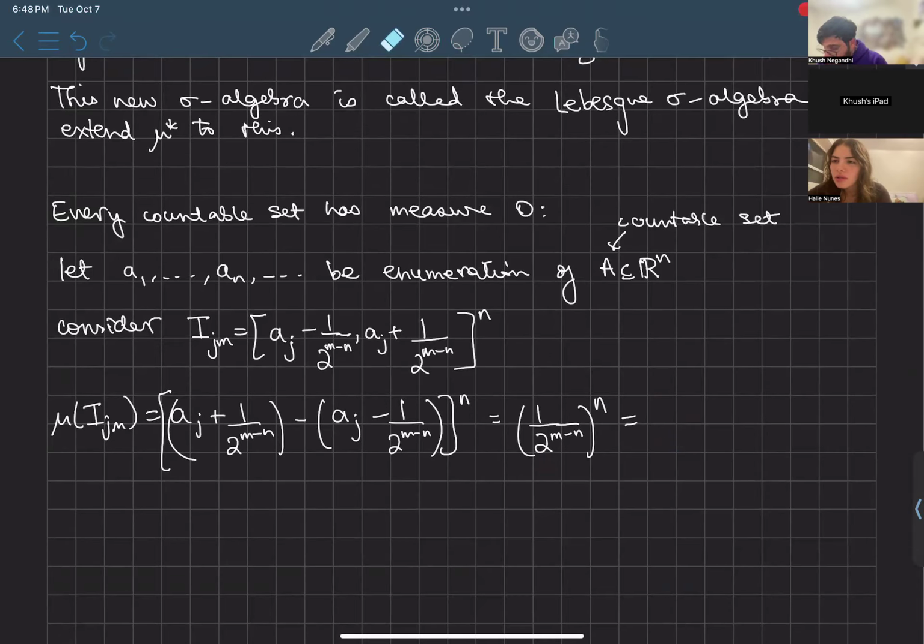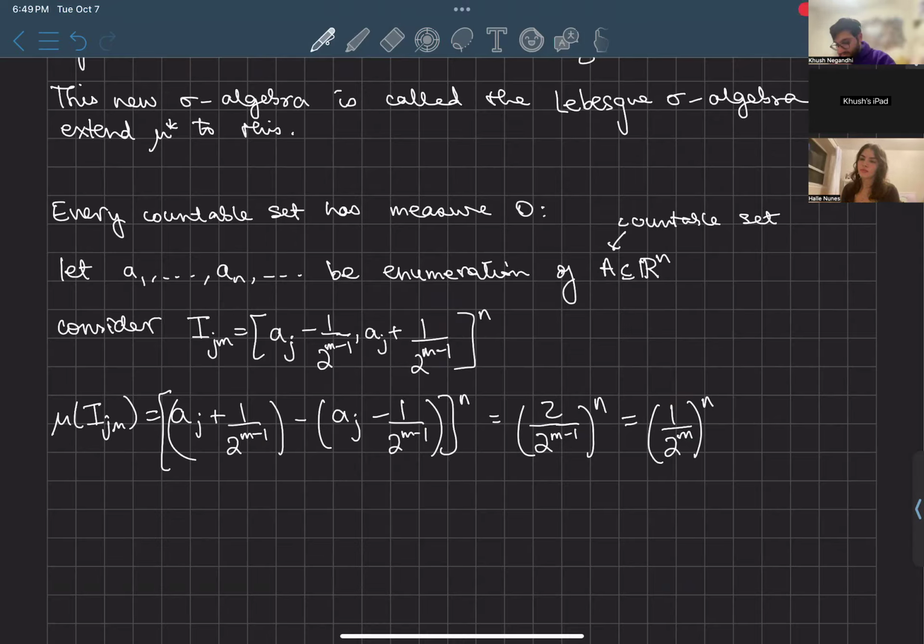Don't we have 2 times? Yeah, you're right there. Okay. I'm going to get rid of this minus n and I'm going to replace this with a 1. So I have ones here. So this gives me 1 over 2 to the m, all raised to the power n. Okay.